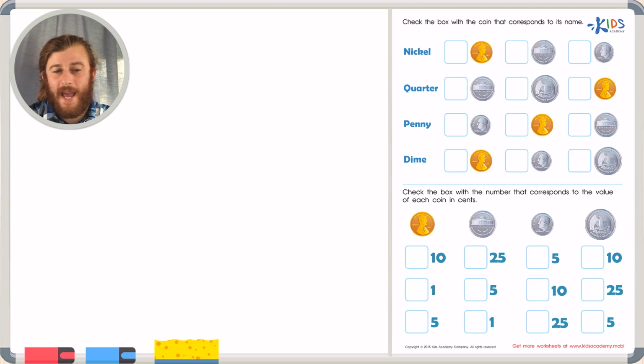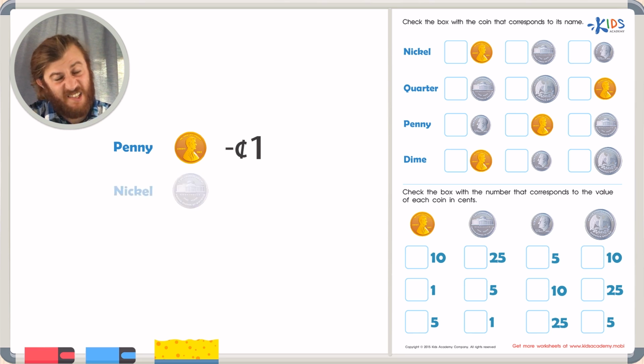The first coin that we have in our currency system is a penny. A penny is a small bronze coin. It is worth 1 cent. Our next coin is a nickel. It's a lot bigger than a penny. A nickel is worth 5 cents.